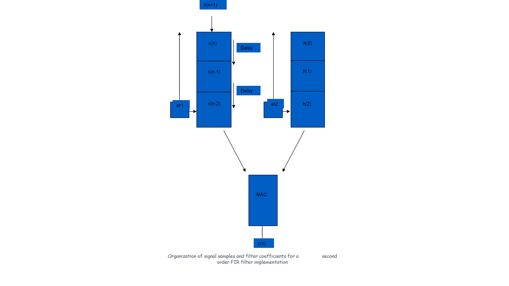So MAC as a processor. The MAC processor will be passed this output value as y of n and that should be organized as a single sample and filter coefficients in the FIR filter implementation process.